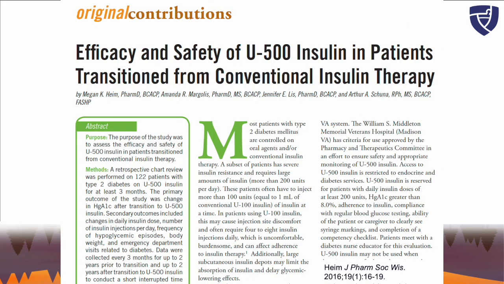The example article we're going to use is the efficacy and safety of U500 insulin in patients transitioned from conventional insulin therapy. This article is being reused with permission from the Journal of the Pharmacy Society of Wisconsin and the primary author. This article was selected in part because it was published through PSW. It was also selected because it's on the shorter side, so it's a good example article for you to have time to briefly review it and look at it alongside the critical appraisal checklist.